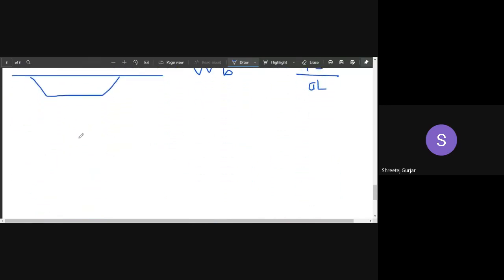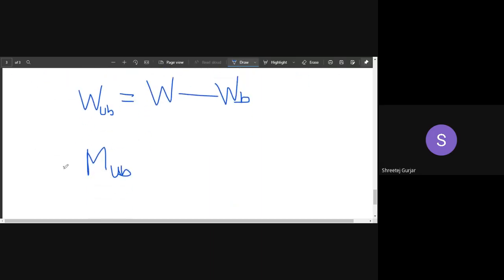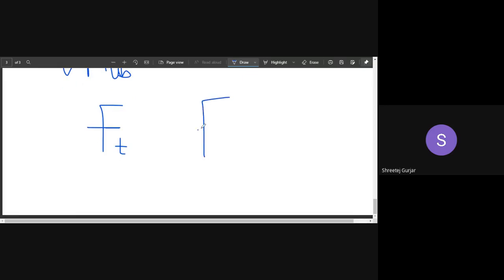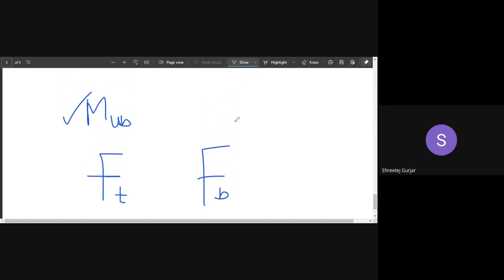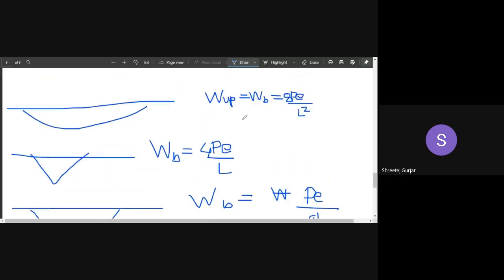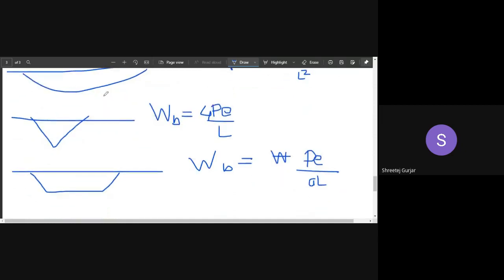And then the unbalanced force WUB is equal to W minus WB, and then you can calculate your unbalanced moment. Depending upon your loading condition, you can calculate your unbalanced moment, and then you can substitute in your FT to calculate top fiber stresses, and in FB to calculate at bottom fiber. So this is the overview of your load balancing concept for the 3 cases which we have studied.